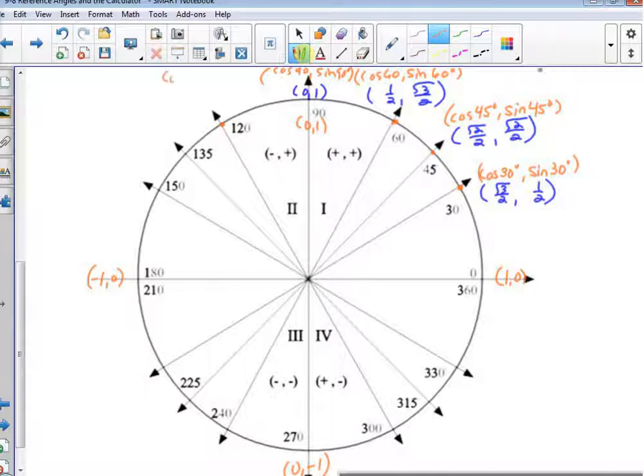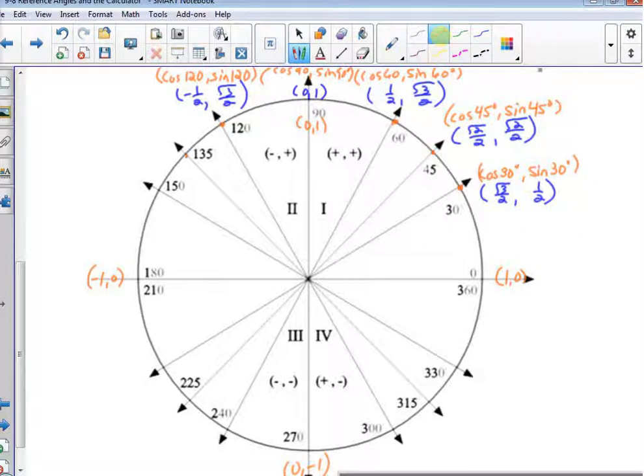This would be cosine 120 comma sine 120, okay? So the cosine of 120 is the same as the cosine of 60, but it's negative. So we can use 60 degrees as a reference angle. The sine of 120 is exactly equal to the sine of 60 because it's positive, because they're both going up the same amount when you plot the points.